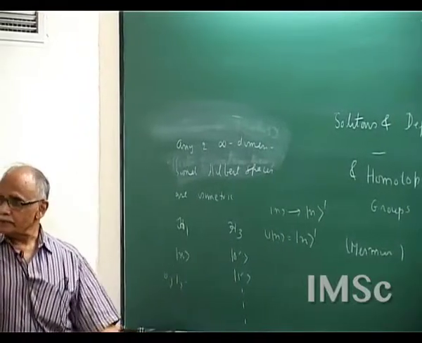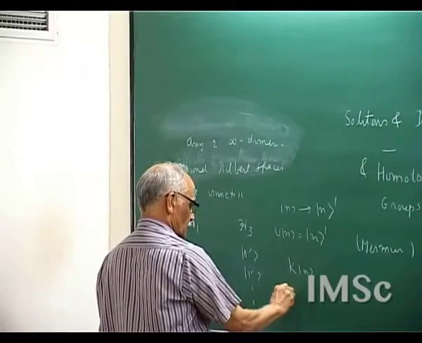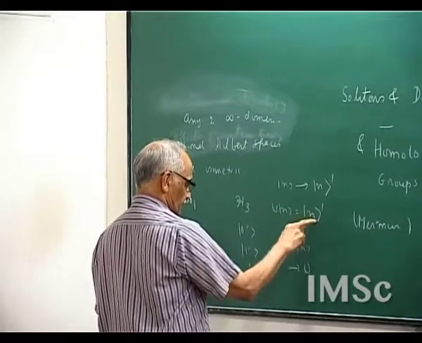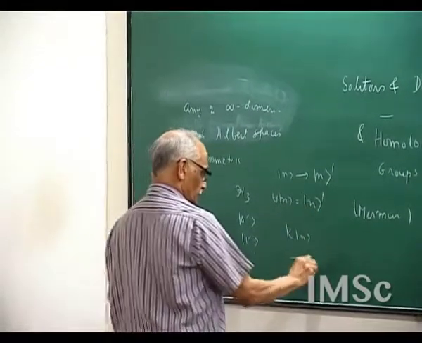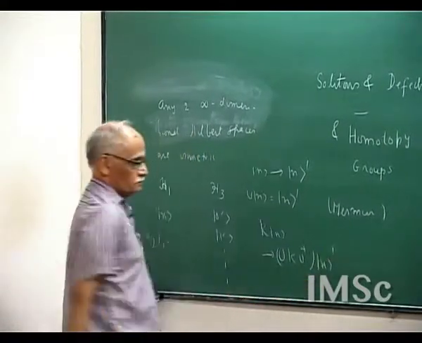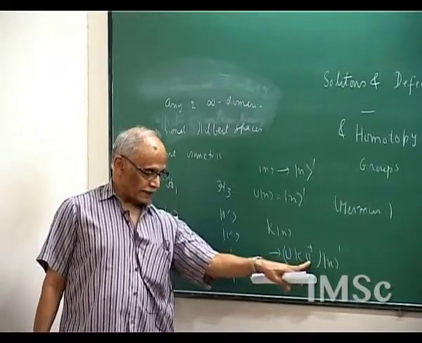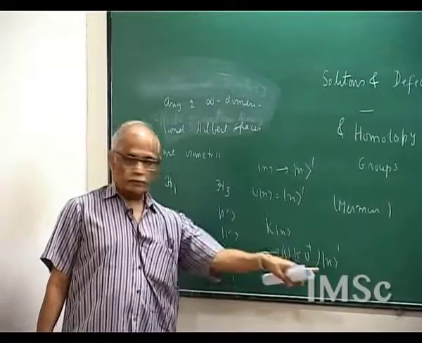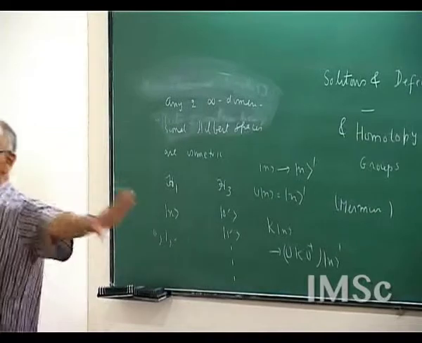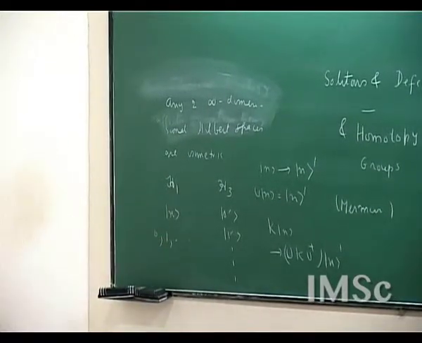U is unitary, right? So if you give me any operator K here, I want to write a corresponding operator here, so I will write U K U inverse, U dagger, acting on n prime. U dagger takes you back to n, K acts here, then I go back. So this is an operator on the other one. So this is completely identifying all operators, all observables in this Hilbert space to that Hilbert space, no difference.